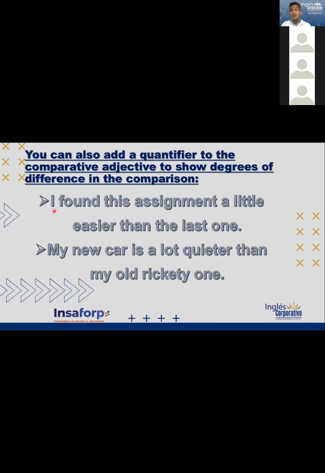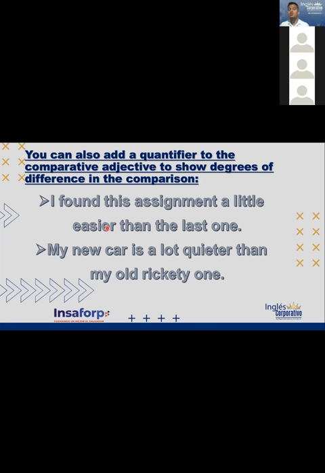It says, encontré esta tarea o esta asignación un poco más fácil que la última. I found this assignment a little easier, porque ya sabemos que cuando tenemos un comparative, va a significar más, en este caso, easier, más fácil, ¿ok? Un poco más fácil que la última. Let's see example number two.